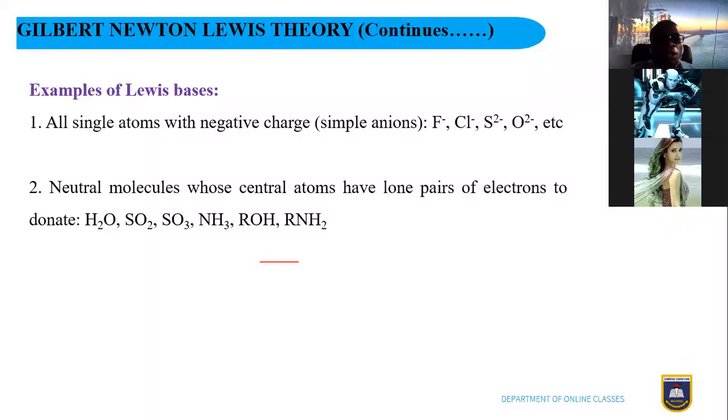The second one: neutral molecules whose central atoms have lone pairs of electrons to donate. If you have a lone pair of electrons to donate, you are a Lewis base. These molecules are H2O (water), SO2, SO3, ammonia, alcohols, and amines, which are organic compounds. The R there means an alkyl group, CH3, CH2CH3, and so on. OH is a functional group we call alcohol or alkanol. Then NH2 denotes a functional group we call amine, and so on.